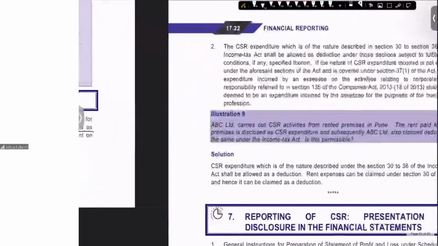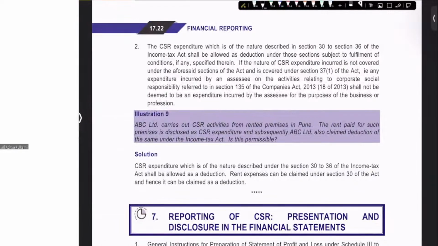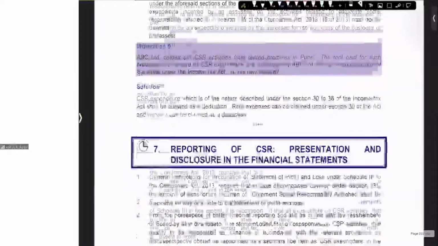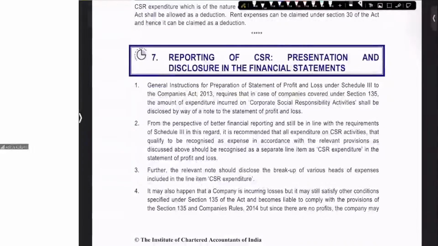Okay. And now by virtue of the GST amendment that has come, input tax credit cannot be claimed on CSR spends. So how should you disclose? How should you report?